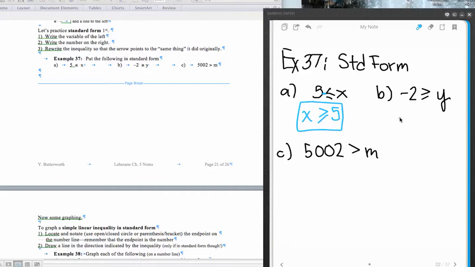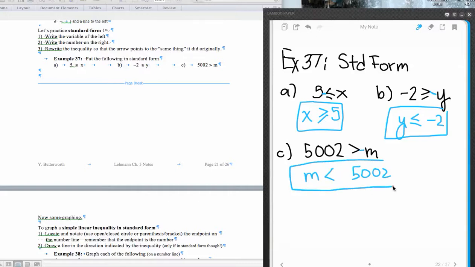Now I'll do this again. I want the variable on the left and the number on the right. And I see this points to the y, so I'm going to make it point to the y here. And now I can read it. Y is less than or equal to -2. And there we go. And then finally, again, variable on the left, number on the right. And now I'm going to see that the inequality symbol points to the variable, so I'm going to point it at the variable this time, and now I can read it. M is less than 5,002.